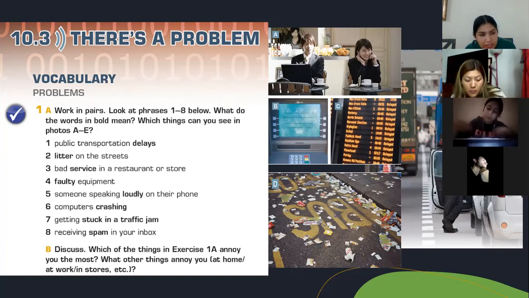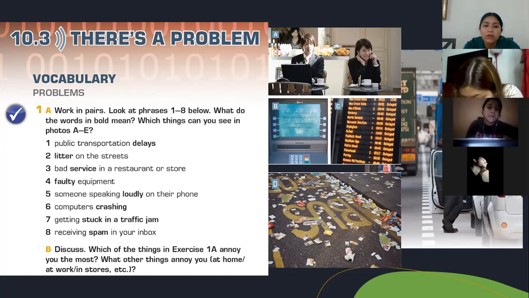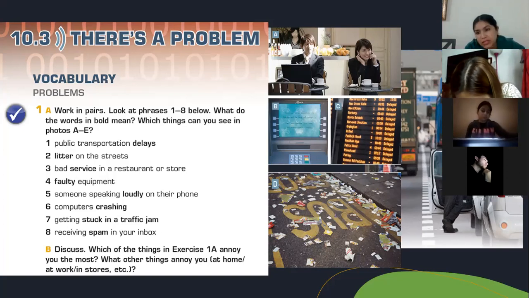Okay, then it says computers crashing. What does it mean? Se trabó la computadora. Okay, so, well, it's computer, right? And crashing, es cuando ya you can't use it because it's crashed. I mean, está toda trabada, right? Es falla, so you have to restart it, and I don't know, that it doesn't work well.